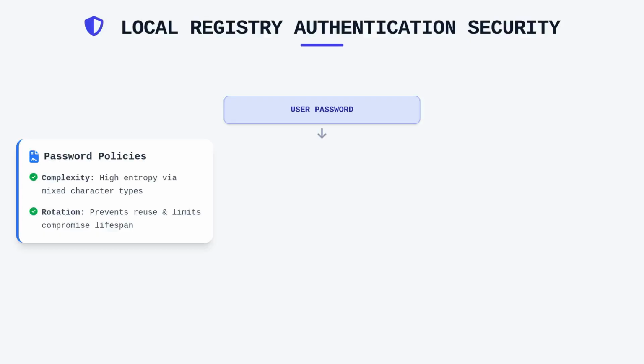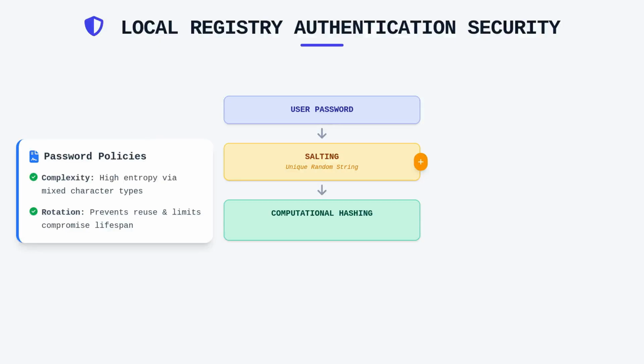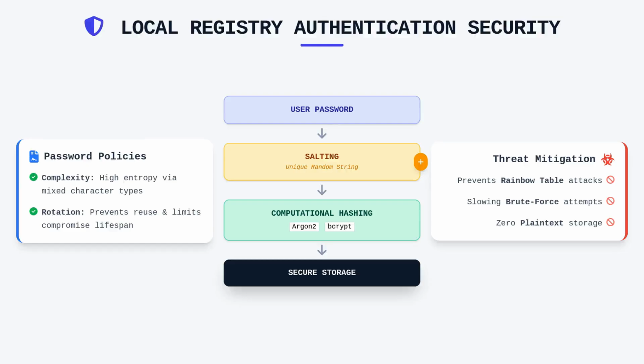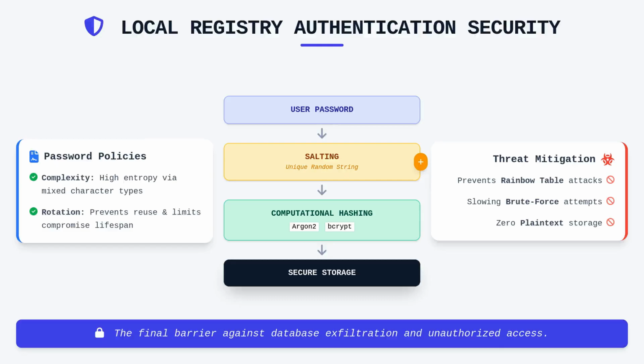We mitigate the risk of rainbow table attacks by utilizing salting, where a unique, random string is added to the password before it is passed through a hashing function. The hashing function must be computationally expensive, like Argon2 or bcrypt, to slow down brute force attempts from attackers. By combining these cryptographic practices with strict length and complexity requirements, the risk of credential exposure through database exfiltration is significantly reduced. These safeguards act as a final barrier when authentication fails to block a malicious actor through traditional means.